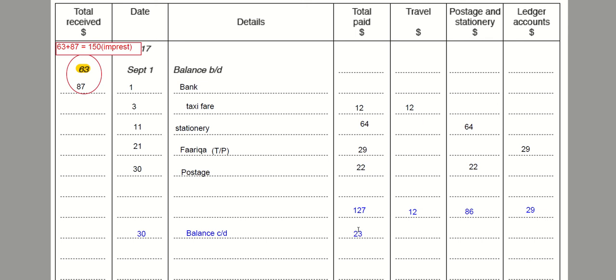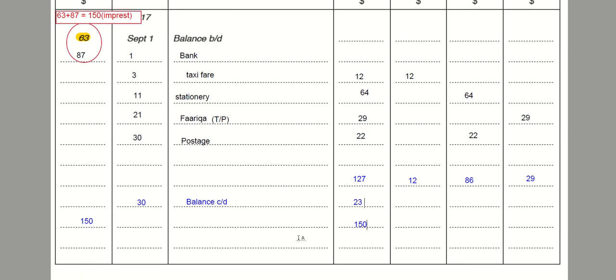Okay, now the total received column and the total paid column should both add up to 150. So there is a total of 150, and the total paid column should also add up to 150. And now we can begin the petty cash book for the next month. So October 1, balance brought down will be $23. So that's your balance, and then it will be restored again to 150.